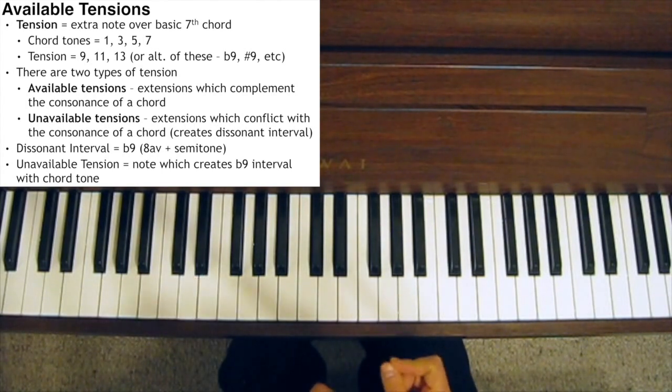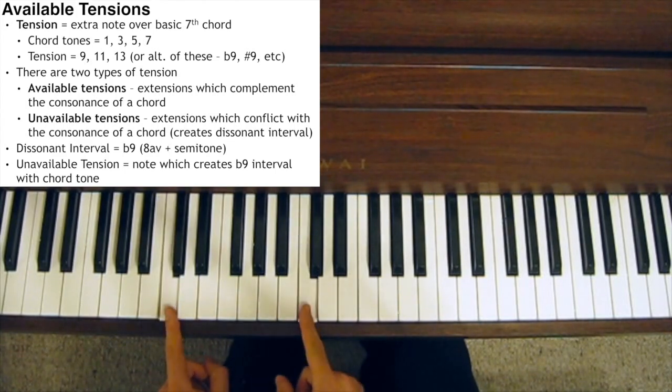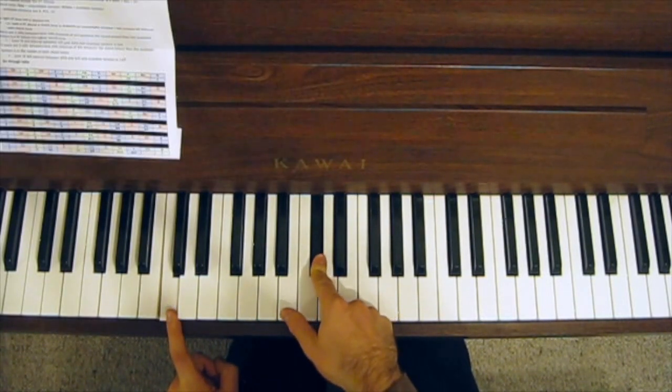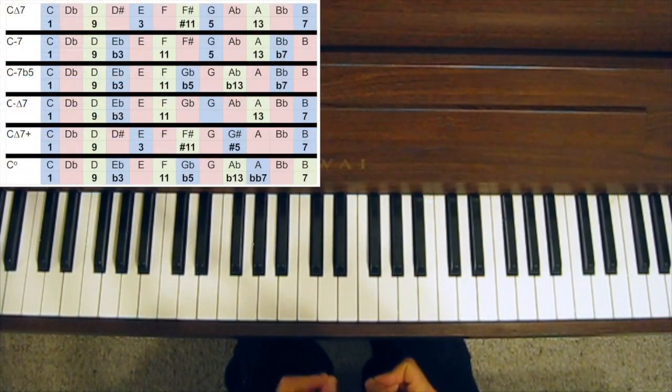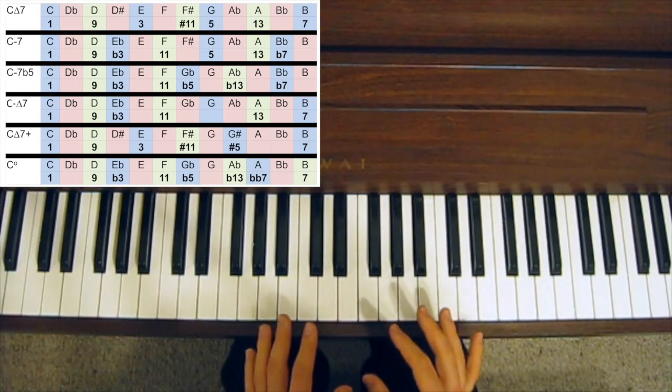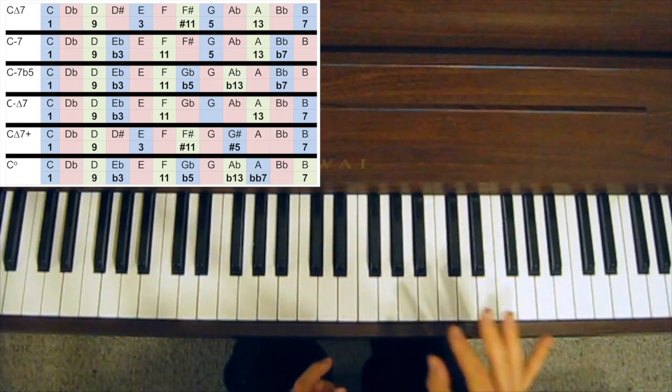Now, the dissonant interval which is thought to create an unavailable tension is a flat ninth, that is, an octave plus a semitone. So first, let's deal with all chord types except for dominant 7 chords, which are a little bit unique, so I'll deal with them at the end of this video.